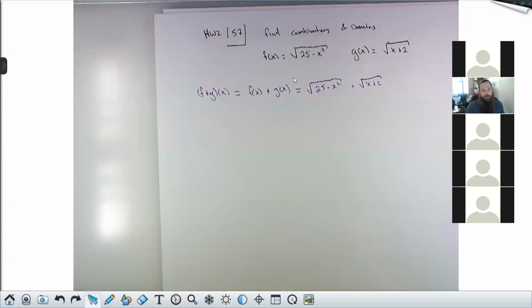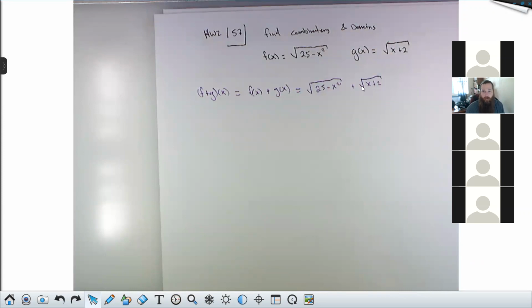Your order of operations tells you that you can't actually put these together into one square root because they're being added here. The square root is a power. Remember, it's the 1/2 power, and that comes before addition in your order of operations. So there's no simplification that can be done here. This is just what it is.